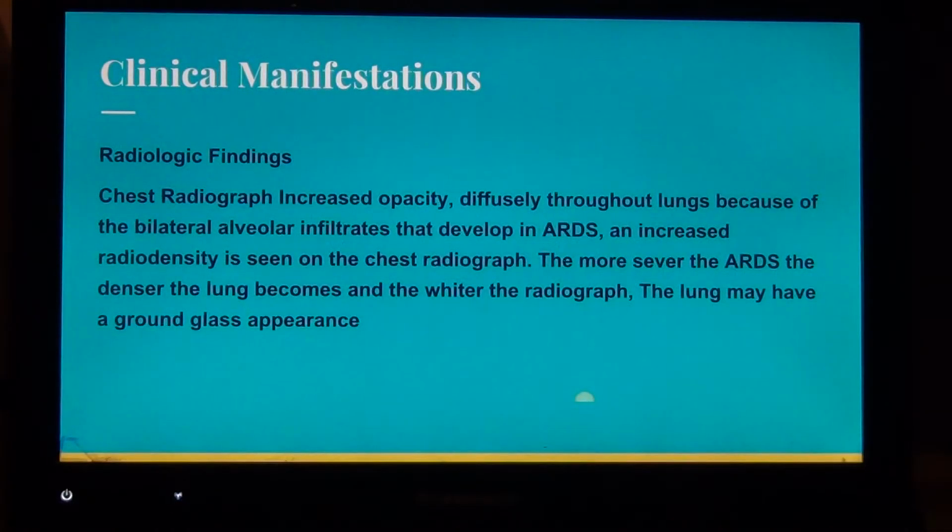The manifestation for the radiographic findings: a chest radiograph is going to show increased opacity diffusely throughout the lungs because of the bilateral alveolar infiltrates that develop in ARDS. An increased radiodensity is seen on the chest radiograph. The more severe the acute respiratory distress syndrome, the denser the lungs become and the wider the radiograph. The lung may have a ground glass appearance, like I pointed out to you in the other x-ray earlier.